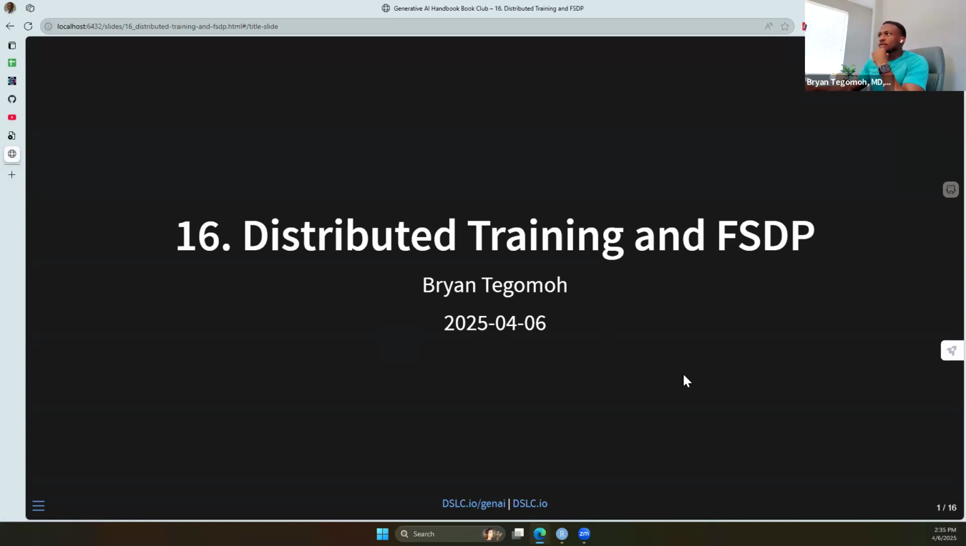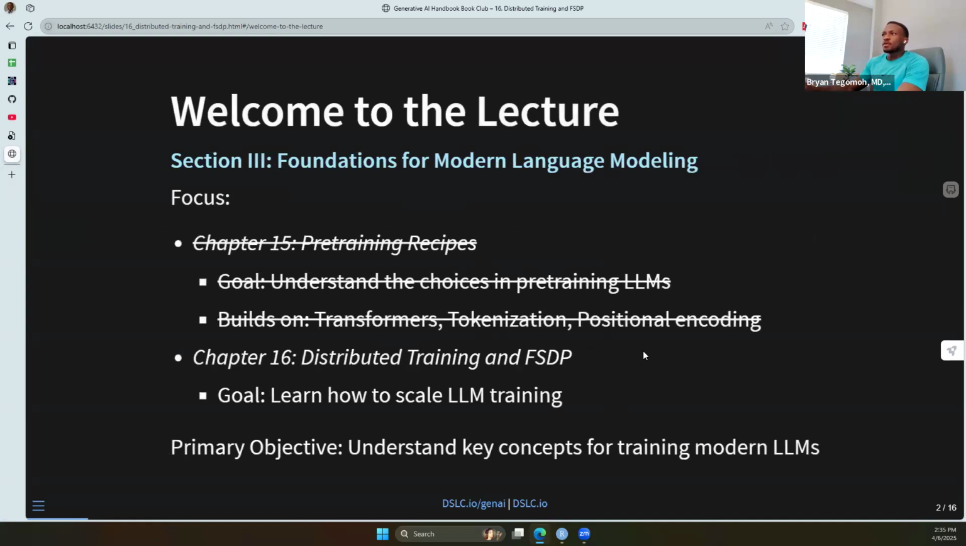So the next chapter is on distributed training. We've covered pre-training recipes, which is what I just covered, chapter 15. Now we're going to learn a little bit more about how to scale LLM training. And again, the goal of this is to explore how to scale up training of large language models using distributed training methods, focusing specifically on fully sharded data parallelism.